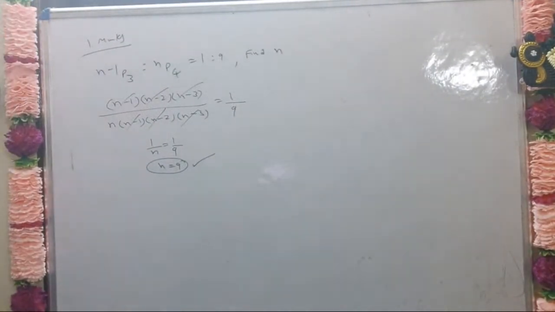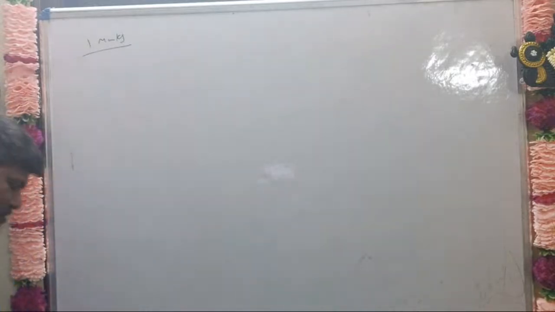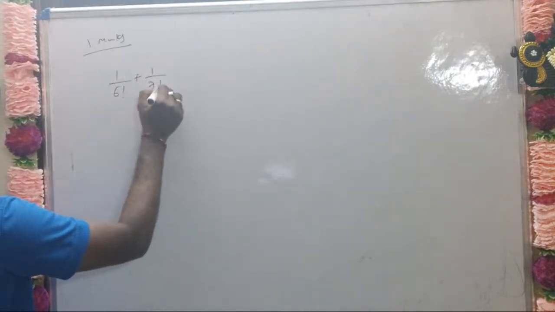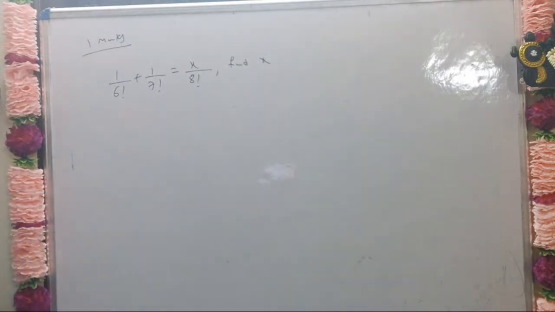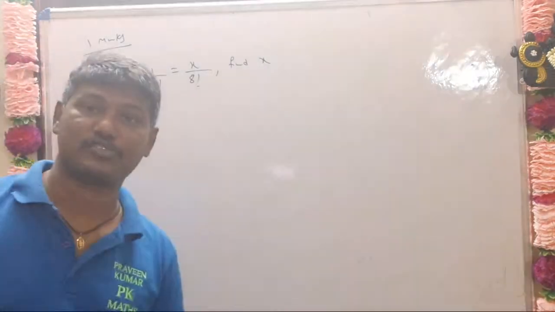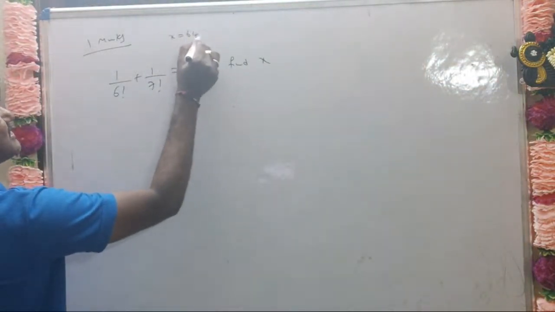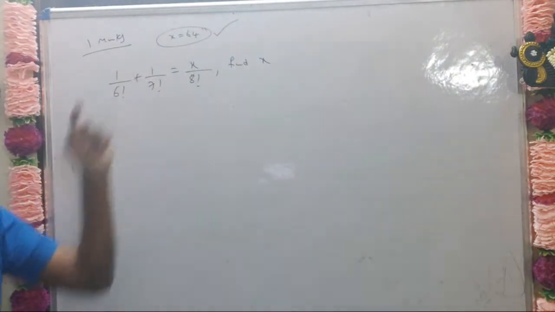Another 1 mark question. That is in factorial notation they will ask. 1 by 6 factorial plus 1 by 7 factorial is equal to x by 8 factorial. Find x. I'll give some shortcut, dear students, for solving this question. What is here, 8 factorial, now? 8 8s are how much? 64. Answer you will get 64. Shortcut. Here 8 is there. 8 8s are 64 answer.